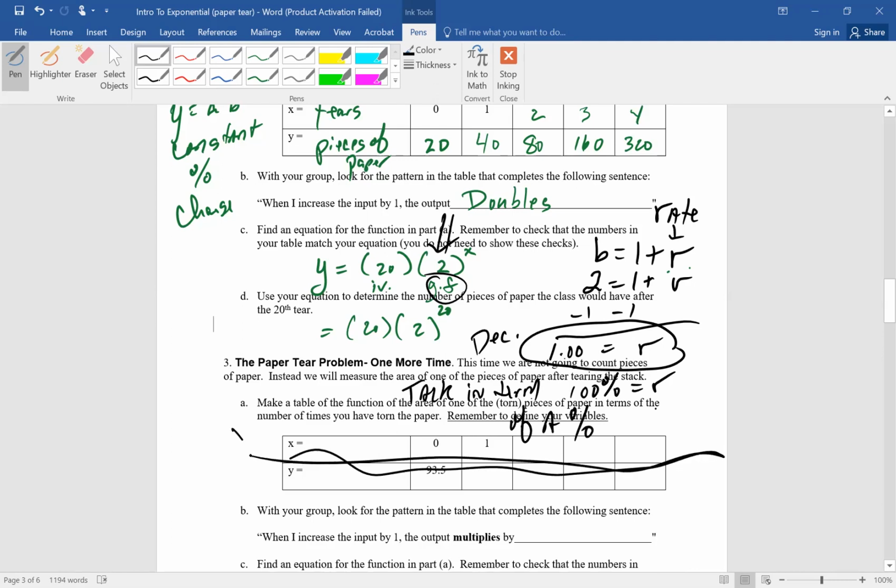So, really, if I wanted to talk about this last example, and I said, tell me three things about this problem, you would tell me, well, the initial value is 20. That's right here. And it doubles every time that we tear a piece of paper. And then I'm going to ask you, what's the rate of increase or decrease? And you're going to say, hey, because my paper's doubling, you were able to solve for your rate of increase, and it's increasing by 100% each time.